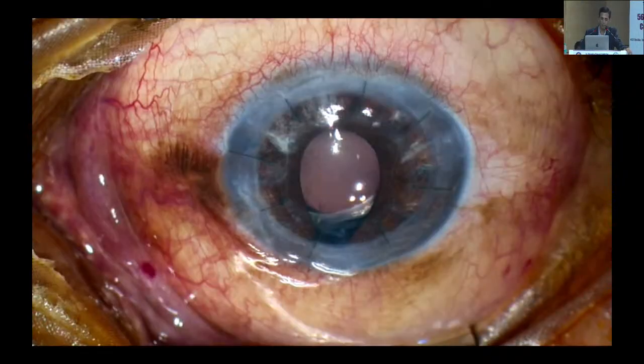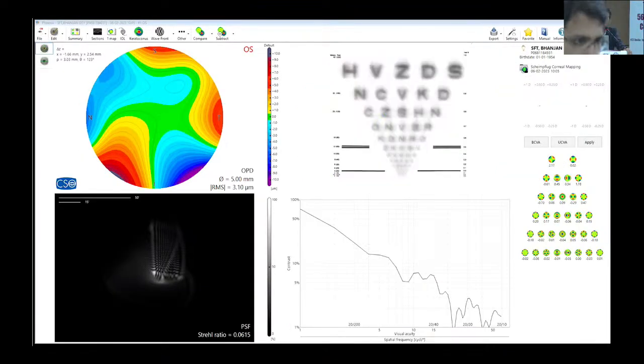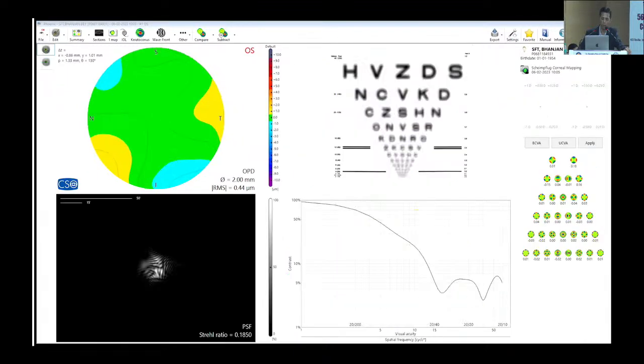This is another patient. The pupil is slightly irregular. Here the RMS value is around 3.09 for the wavefront error, and higher orders are 2.2. So this is a visual simulation. The pupil size is around 5. When we thought about what the wavefront analysis would be with a 2 millimeter pupil, this is what it was coming out as. The RMS would be around 0.4 and higher orders around 0.25, and the visual simulation.